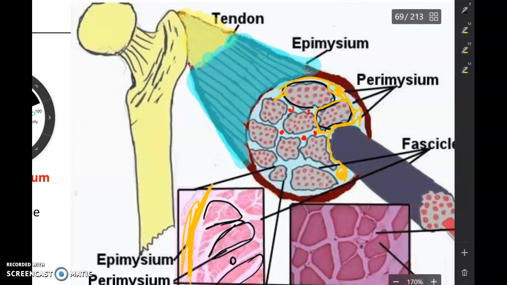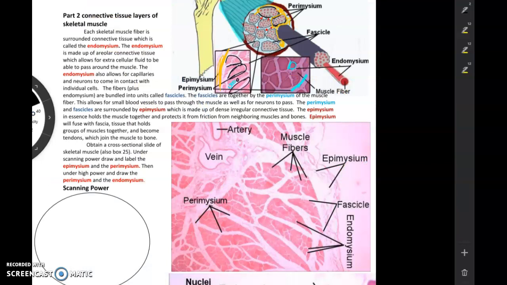I swear I picked a different color. We could sort of see the endomysium, but on this power, I could definitely see, here's the perimysium, here is the single fiber, so this would be endomysium. I always make students do it on both the scanning power, so we can see the epimysium and the perimysium, and under high power.